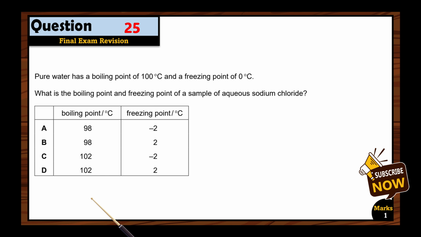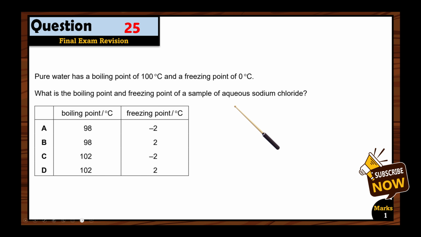Now let's see question number 25. Pure water has a boiling point of 100 degrees Celsius and a freezing point of 0 degrees Celsius. Yeah, we already know that. What is the boiling point and freezing point of a sample of aqueous sodium chloride? So now they are saying aqueous sodium chloride, right? Aqueous sodium chloride means the sodium chloride is dissolved in the water. So when it is dissolved in the water, they are actually talking about the impurity of the water.